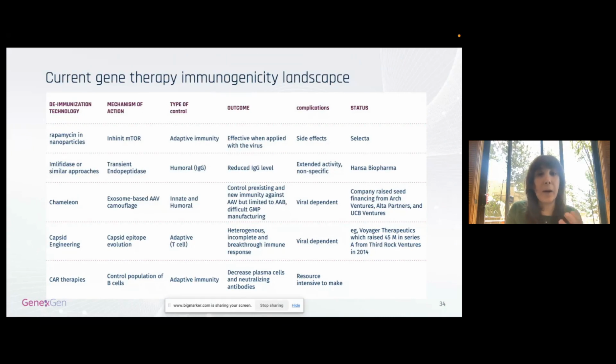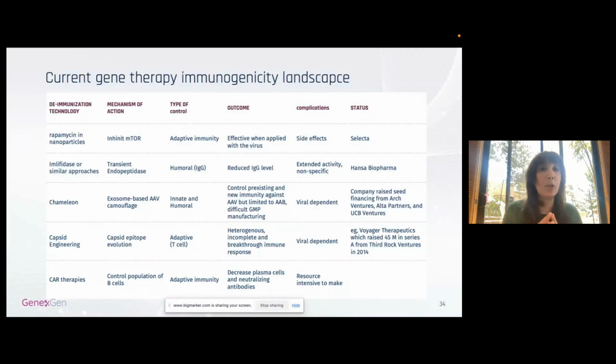And there is a lot of competition, and I know that I'm going over time, but 2 more slides that I just want to highlight, that there is a lot of work in parallel to ours that is being done in order to innovate in this space. And one of the 2 works that I want to highlight is the work that has been done by Selecta, that they package rapamycin, which is an mTOR inhibitor, within the nanoparticle, and they have used this with AAV-based gene therapy to control the immune response.